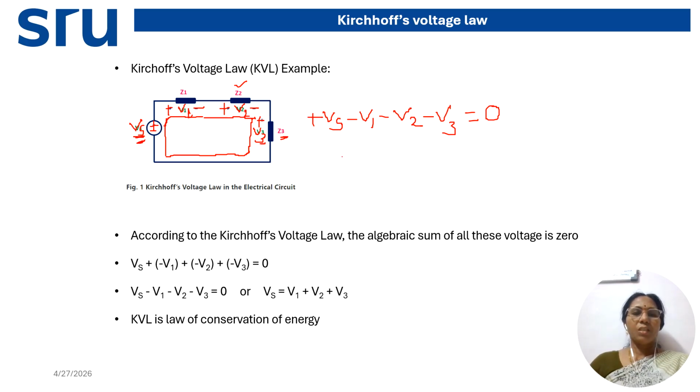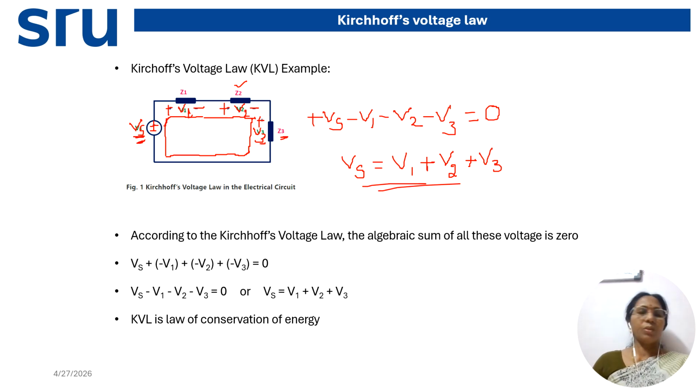Now KVL is the algebraic sum of these voltages in a closed circuit equals 0. So finally we can write the source voltage Vs equals the voltage across Z1, that is V1, plus the voltage across Z2, that is V2, plus the voltage across Z3, that is V3. So like this we have to apply KVL in the network if voltages with polarities are given. Now let us replace these impedances with resistances by considering the direction of current. Now how to apply KVL in case the direction of current and the resistances are provided.